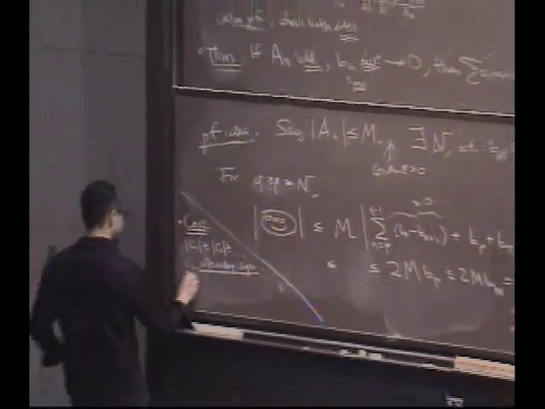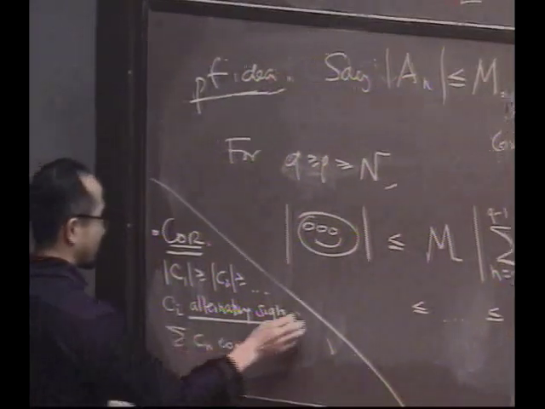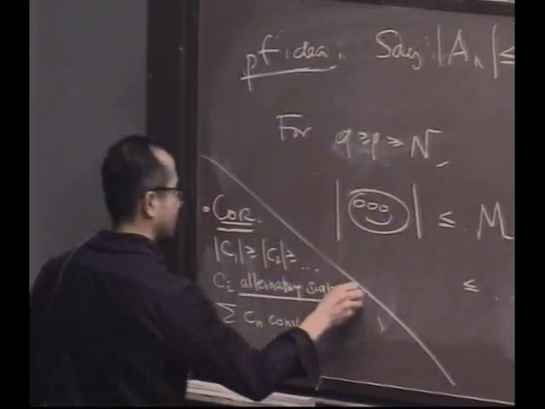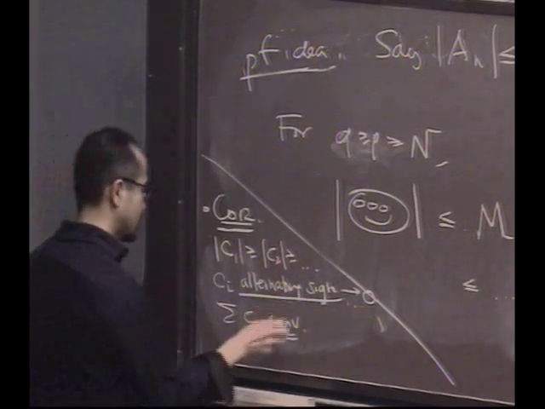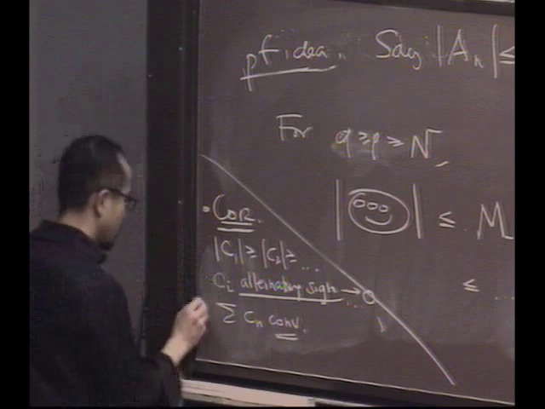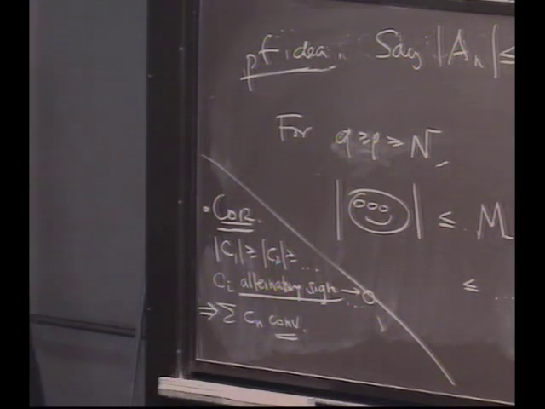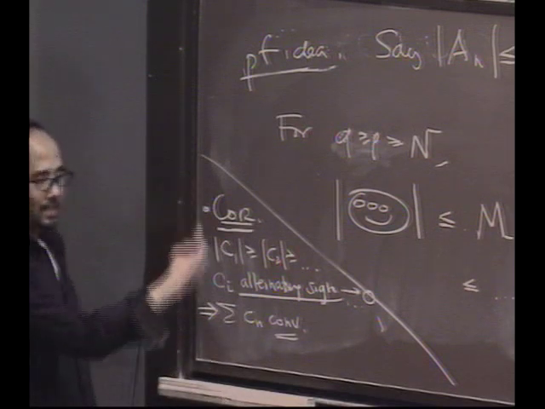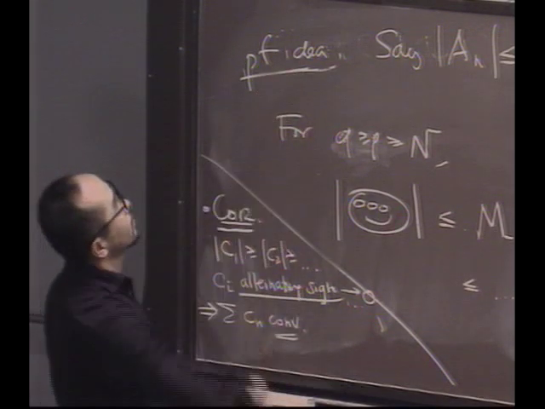Well, the claim is that the sum of the c_n's converges. The c_i's alternate in sign, and they go to 0. Then the claim is the c_n's converge. So this is the alternating series test. Terms go to 0. They're alternating in sign. They have to converge. Well, it follows very easily here.